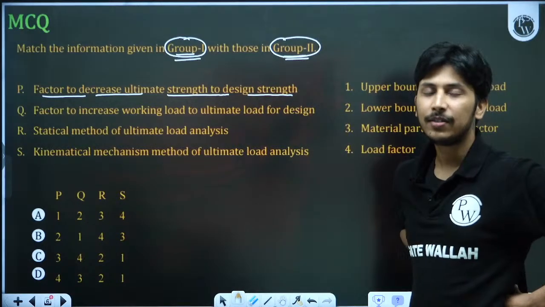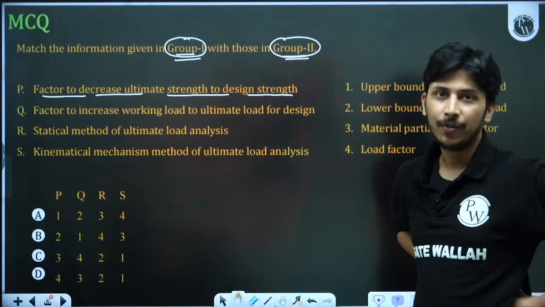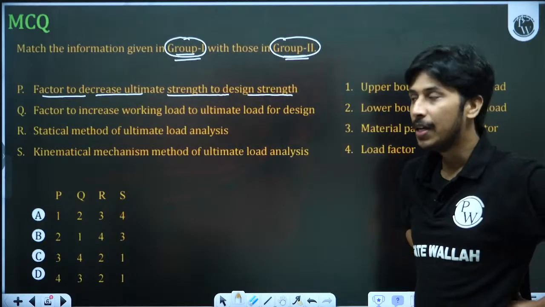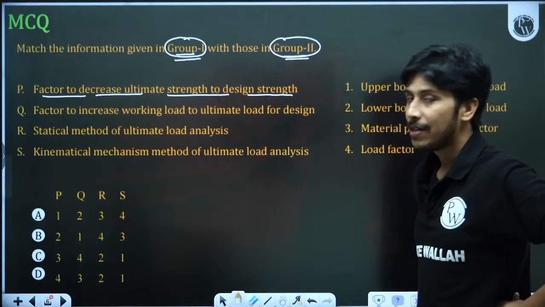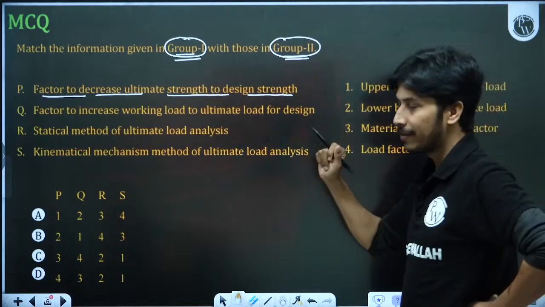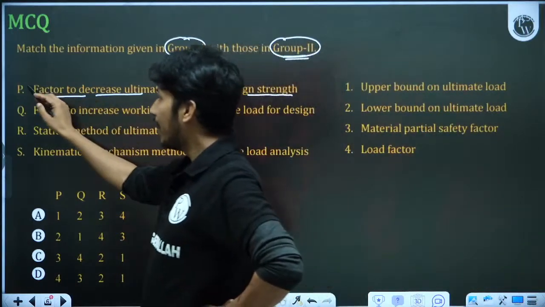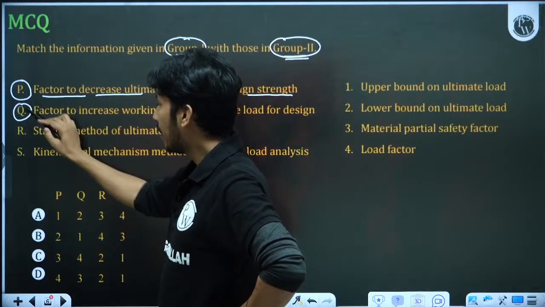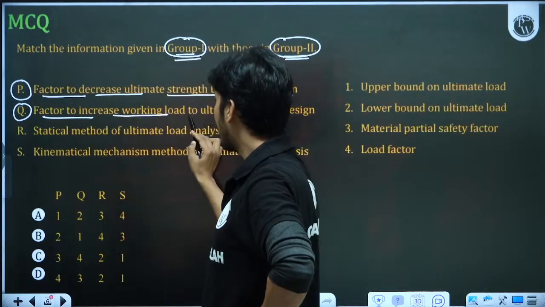If we have not studied our WSM, working stress method, and limit state method in depth, then we will not even be able to understand what is written here. This is the main thing. Okay, so please understand what is written. I will explain. Second thing, Q: factor to increase working load to the ultimate load for design.